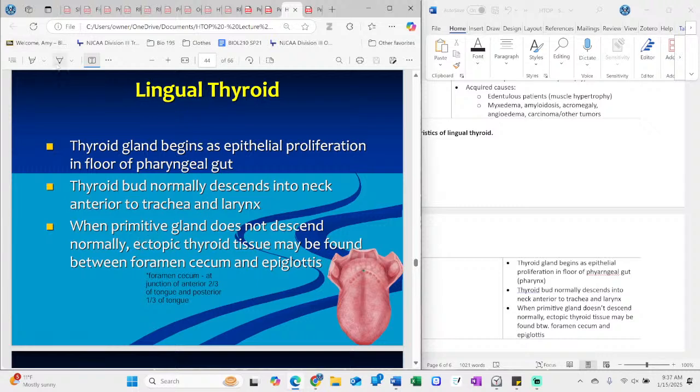Now, if it is not found in its normal place, it is called ectopic thyroid gland. And 90% of the ectopic thyroids will be found in this place between the foramen cecum and the epiglottis. And these are called lingual thyroids. Do you know what that is?